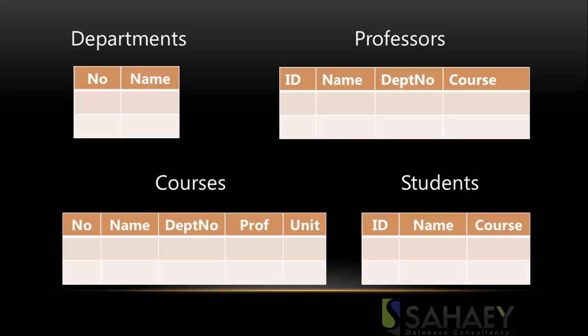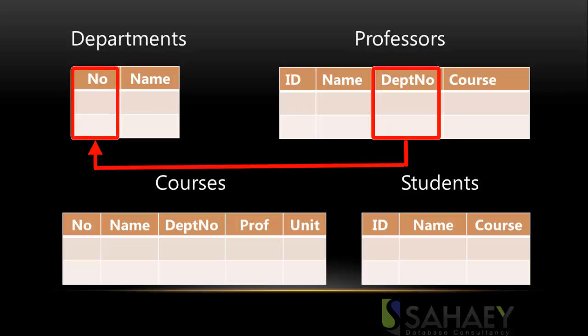Here, we have four relations belonging to a university database. The tables are related to each other, but unlike the hierarchical and network models, there are no physical links. Instead, the data in two tables is related through common columns.